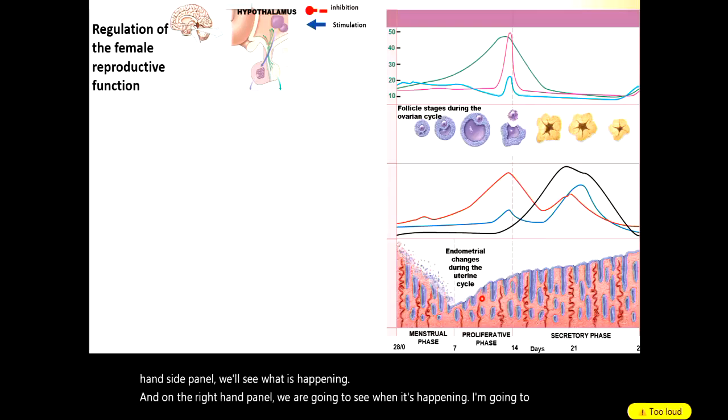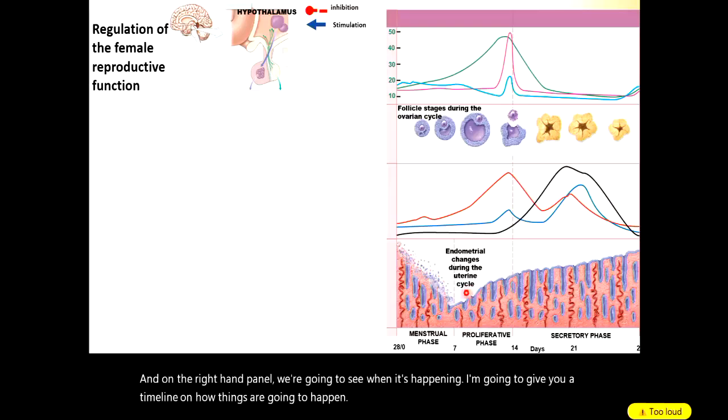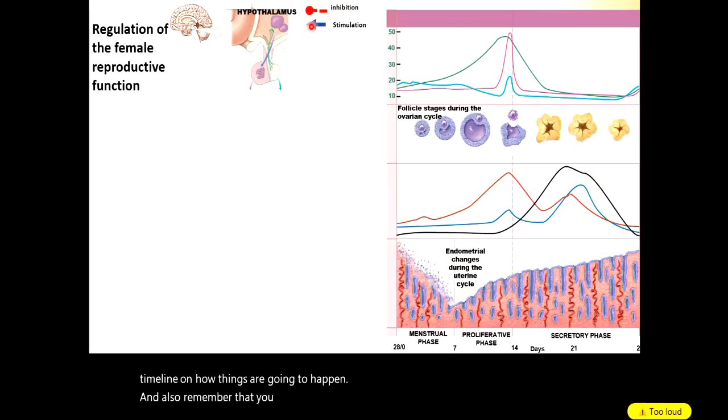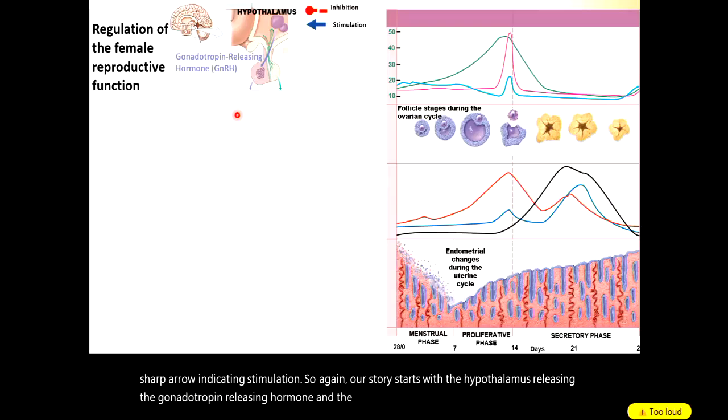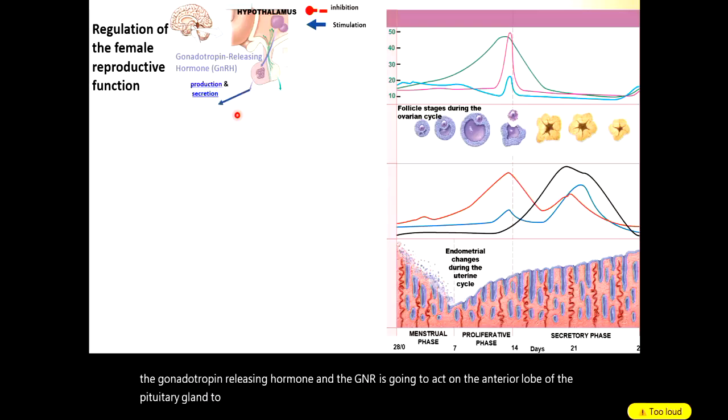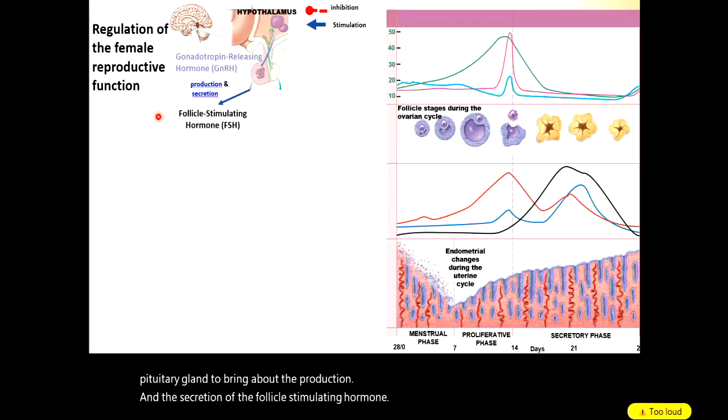I'm going to give you a timeline on how things are going to happen. And also remember that you have the red dotted line indicating inhibition and a blue line with a sharp arrow indicating stimulation. So again, our story starts with the hypothalamus releasing the gonadotrophin releasing hormone, and the GnRH is going to act on the anterior lobe of the pituitary gland to bring about the production and the secretion of the follicle stimulating hormone. Okay, just as seen in males, you have production and secretion of follicle stimulating hormone.